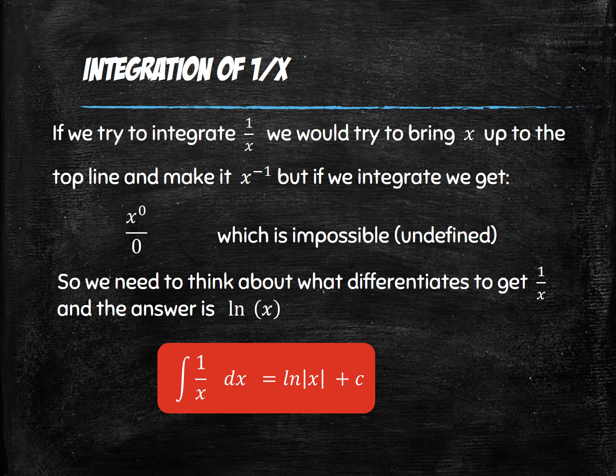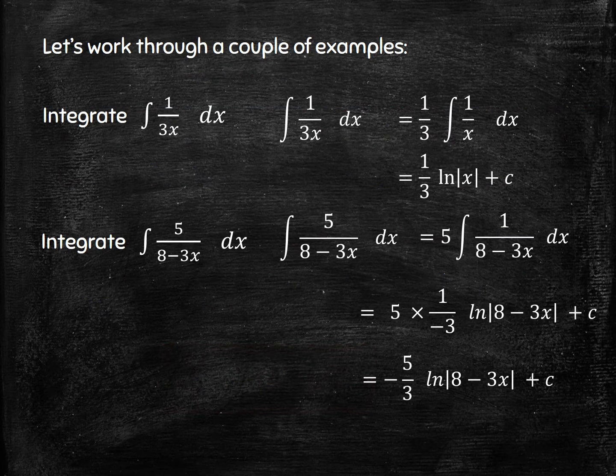So we need to think about what differentiates to get 1 over x, and the answer is ln of x. So when we're integrating 1 over x, we end up with ln of x plus c. Look at a couple of examples.